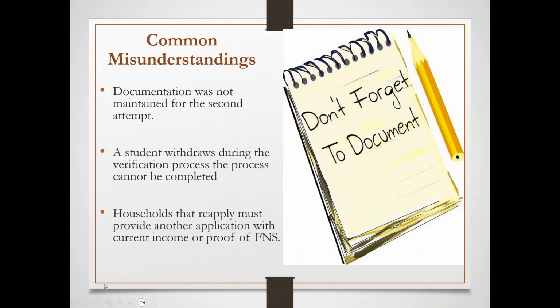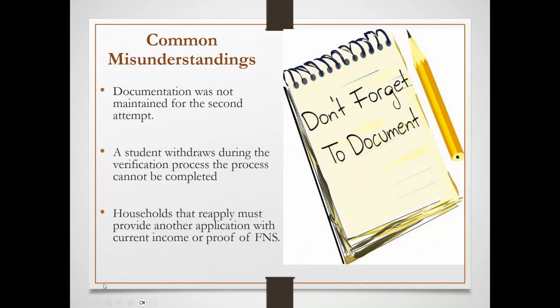Additional misunderstanding: documentation was not maintained. You said you contacted them, but we have no proof because it's not documented. So just document everything. Another is that a student withdraws during the verification process, so the process is not completed. Don't forget, if you find out that a student has withdrawn on November 14th, reach out to the state agency for additional time. Replace it with a like application and verify that application.